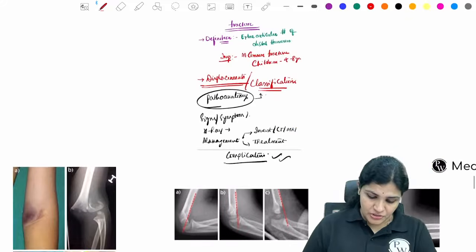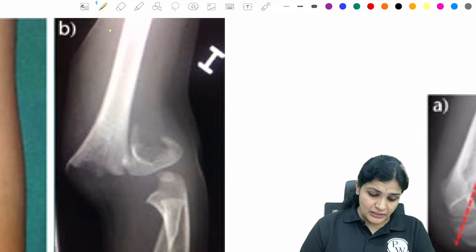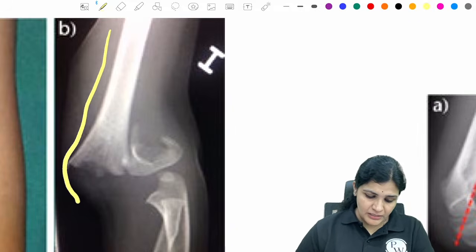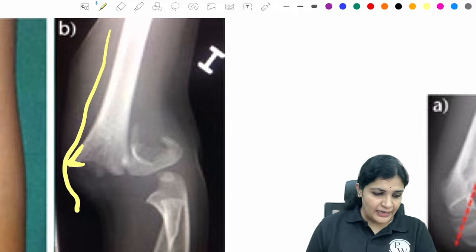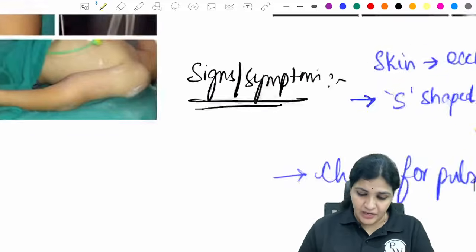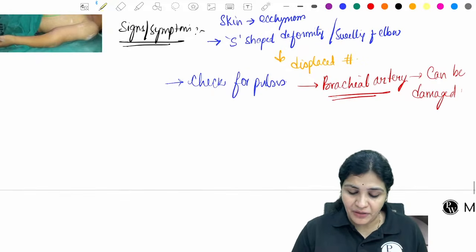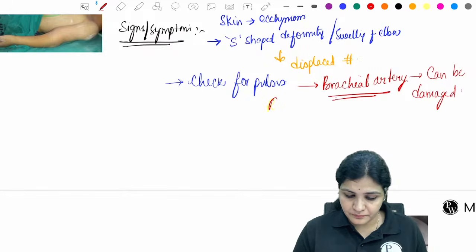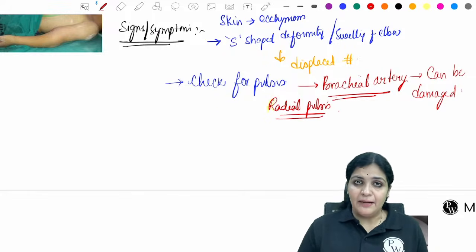Now go back to the picture again. If you see, this is a supracondylar fracture, and anteriorly you will find this brachial artery here. So this particular spike, whatever is there, can injure the brachial artery. So always you have to check for the radial pulsation. So you will check for the radial pulse. Pulses, that is the brachial artery, can be damaged.